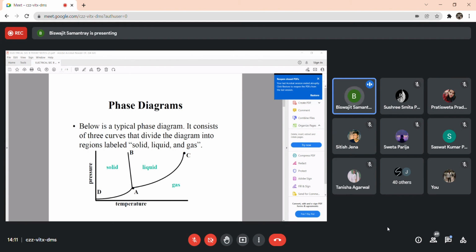And remember one thing: whenever you plot a diagram for a one component system, the temperature is taken on the x axis and the pressure on the y axis. So this is called the TP diagram of a one component system.